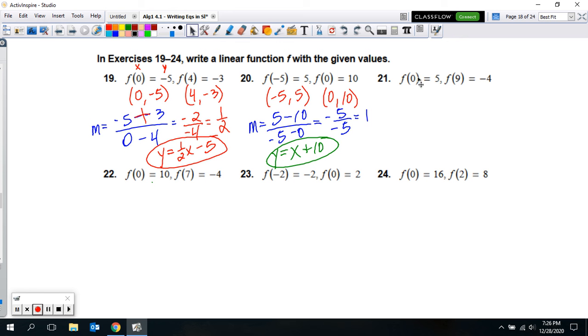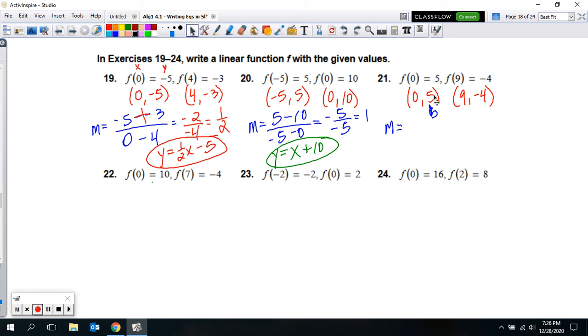Number 21, again for this one, 0, 5 for the first one, 9, -4 for the second one. 0, 5, 9, -4. So to find the slope, there's our b again. Don't forget about that. 0, 5 is our b. So 5 is our b.